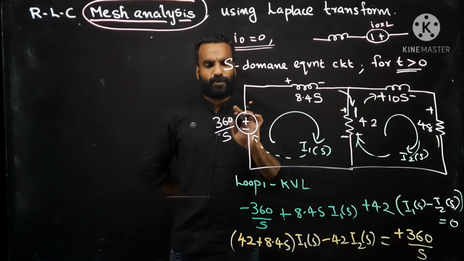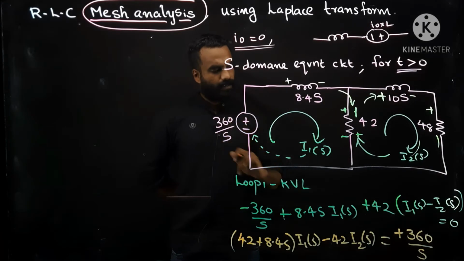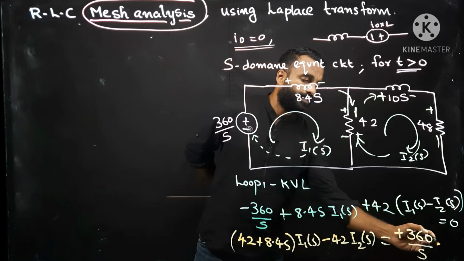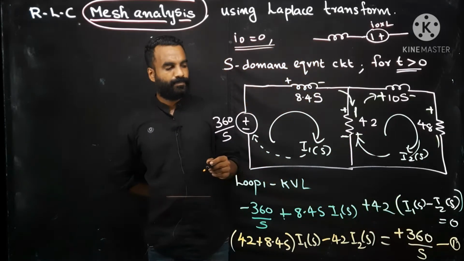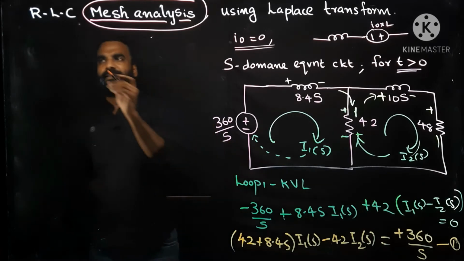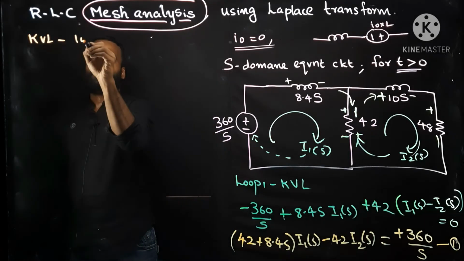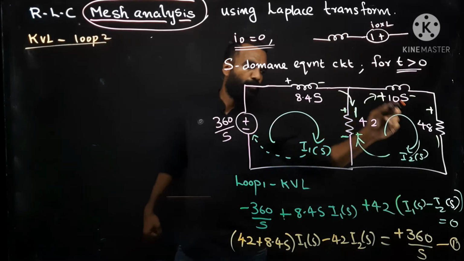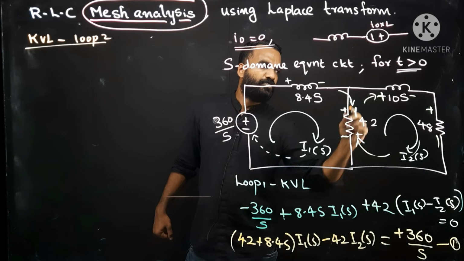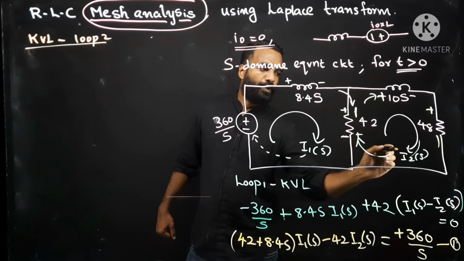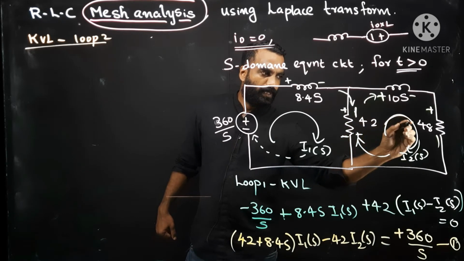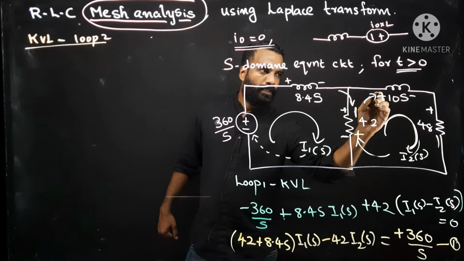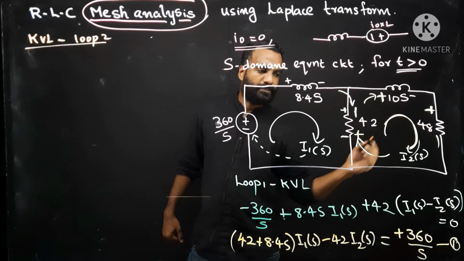Okay, this is 360 by s. This is the first equation. Now I am going to write the second equation. Apply KVL in loop 2. So in loop 2, we can see this is loop 2. So this will be the direction, because we are assuming this loop direction. So plus will be here because current is entering at this terminal.